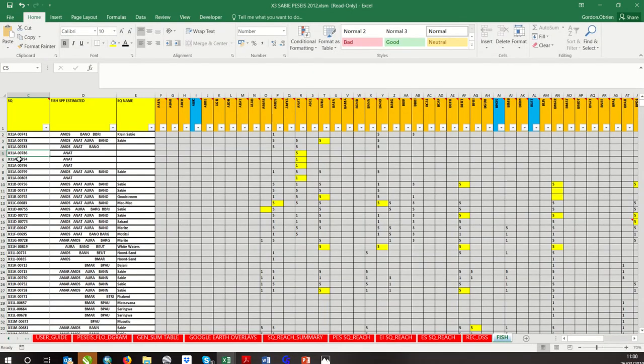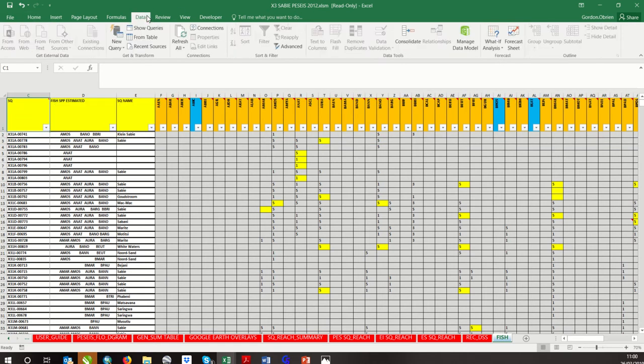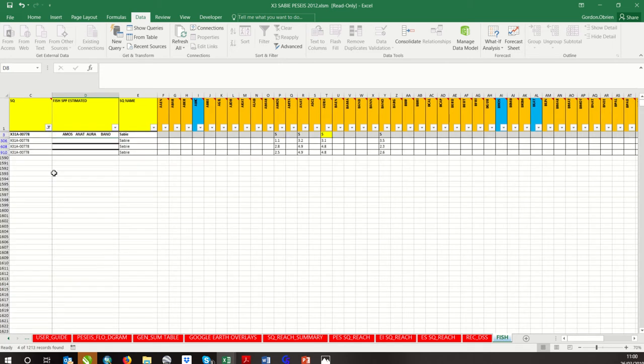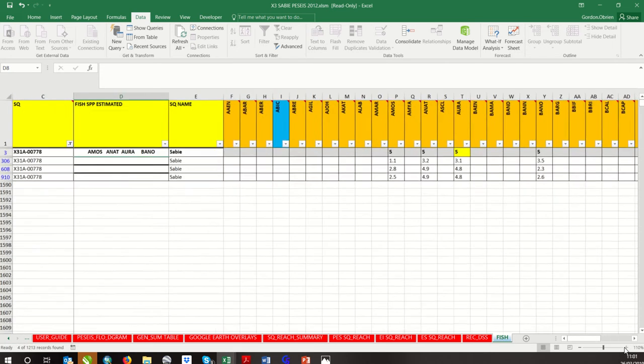Here we go. 00778. Can you see it's that one? What you can do is you could have put on your filter. Don't know why it won't go on. Oh, it's on already. And now deselect all, and then you go into this list, and you can type in, I want to look at X31A 00778. Can you see that? Did you see that, guys?